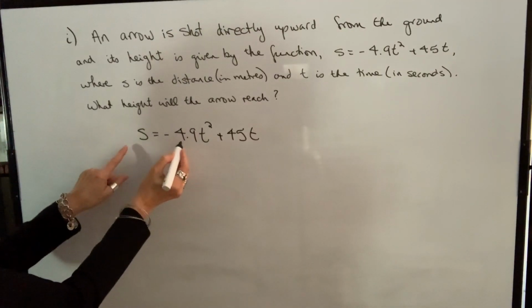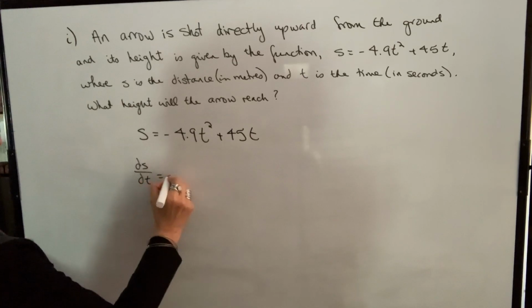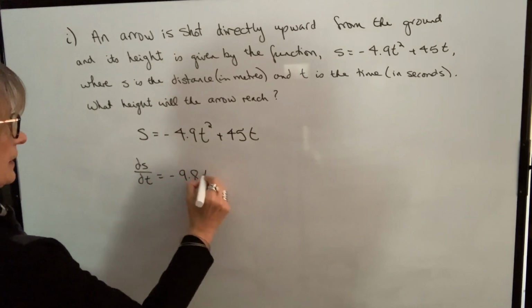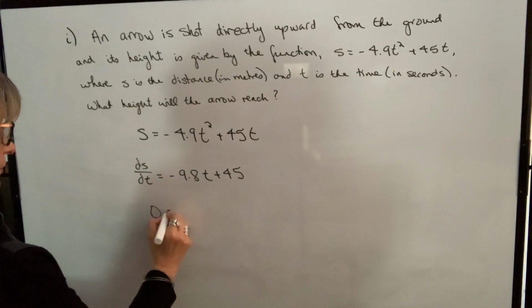So what we're going to do is differentiate this. So ds/dt, or s prime, will equal negative 9.8t plus 45. We're going to set the derivative equal to 0.